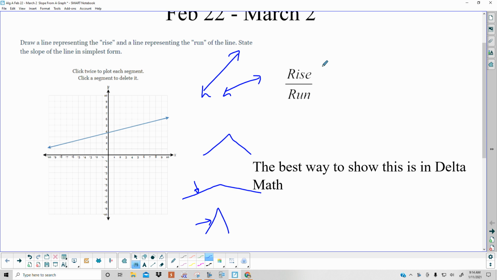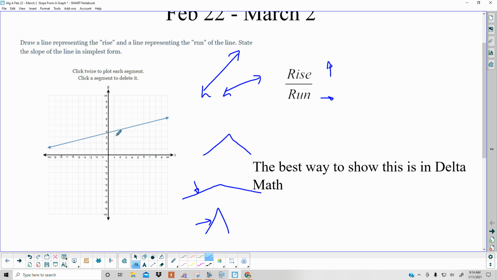Okay? How you measure it is the rise, how much it goes up in the amount of distance it takes to go over. So it's always rise over run. How much you're moving up and down, how much you're moving side to side.